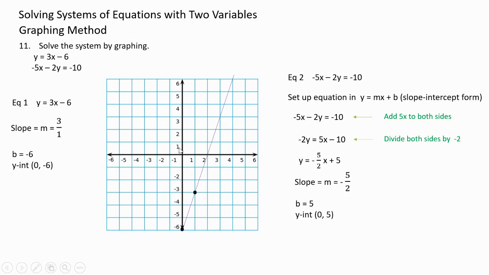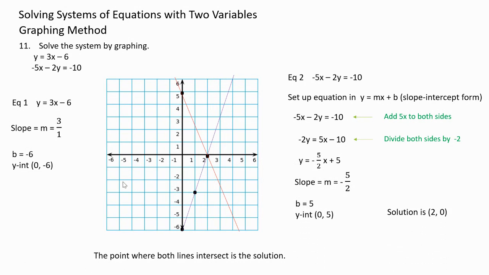So we start at 0, 5. 1, 2, 3, 4, 5. We start there and we're going to go down. This means we're going to go down 5 and 2 to the right. So 1, 2, 3, 4, 5, and 2 to the right. So we draw a line across those 2 points. Where they intersect is the solution. So the solution will be 2, 0. That's the solution to this problem here.